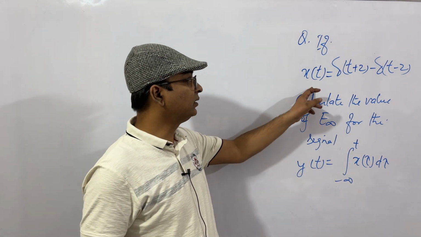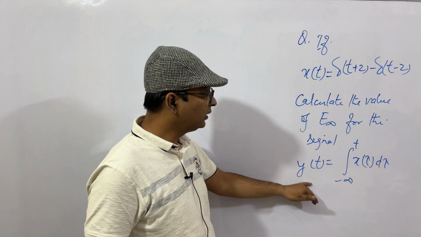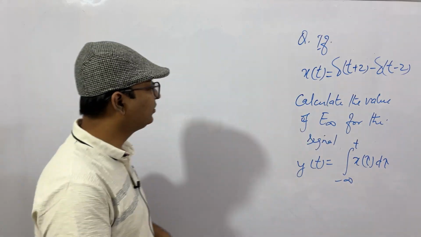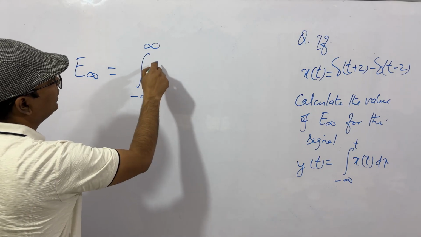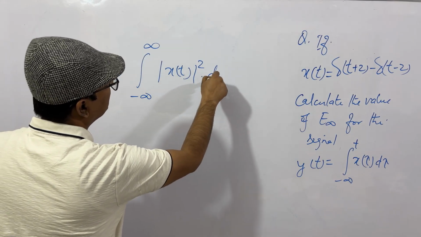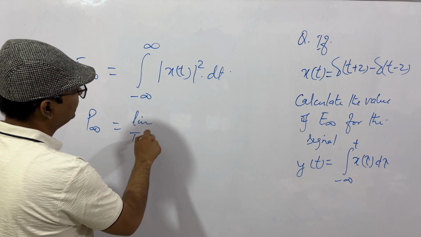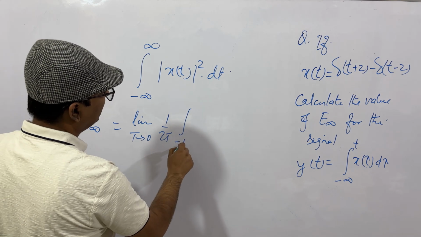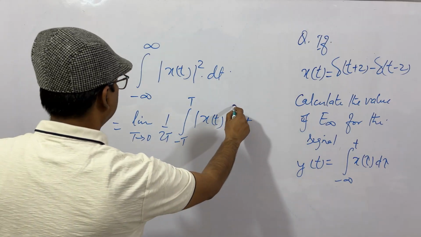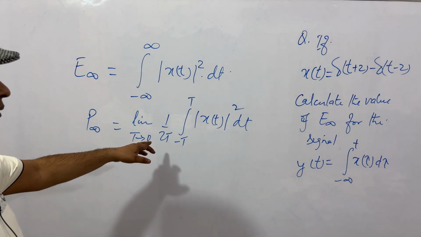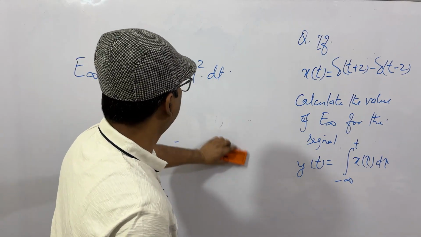This is a signal which is dependent on this, and first of all, we will have to understand what this signal is when it is put into this integration, and then we have to find E∞. You know what E∞ is? We have seen E∞ and P∞. It is the integral from minus infinity to infinity of |x(t)|² dt. You remember this? And for P∞ it was the limit as T tends to infinity of 1/2T times the integral from −T to T of |x(t)|² dt. This is the expression for E∞ and P∞. Just a recap.